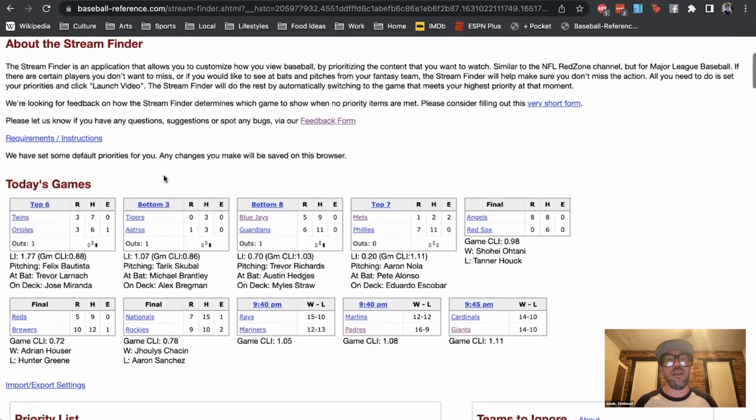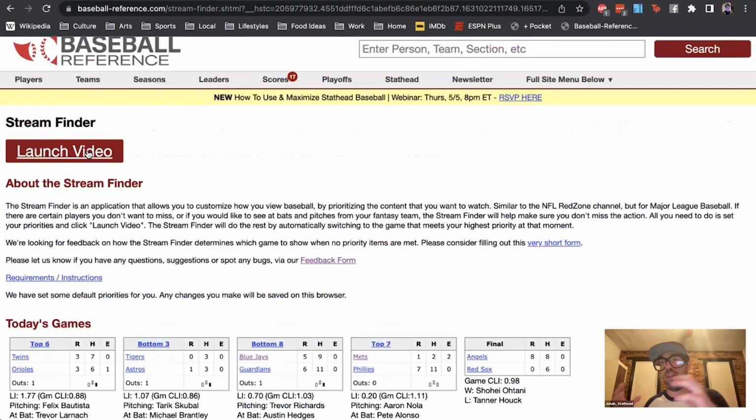And then when you click launch video, it'll just turn on MLB TV, and then you can watch like Red Zone, programmed by you. It will switch games when something higher on the priority list comes up. So it'll jump around and let you see the most interesting action as it's happening. So you need an MLB TV subscription for that. But if you have one, it's really a great thing to use to really get the most out of that. So that is Stathead.